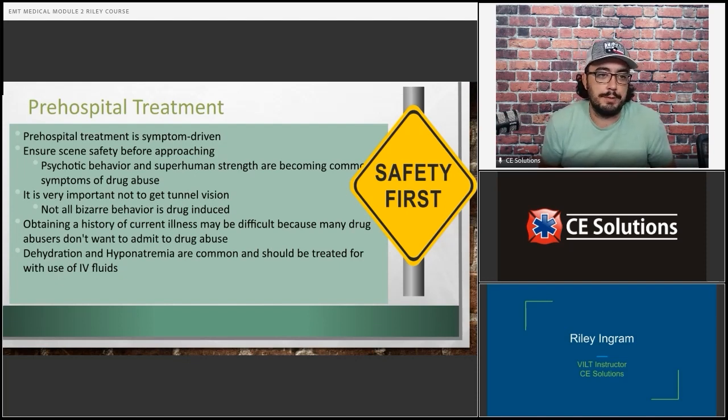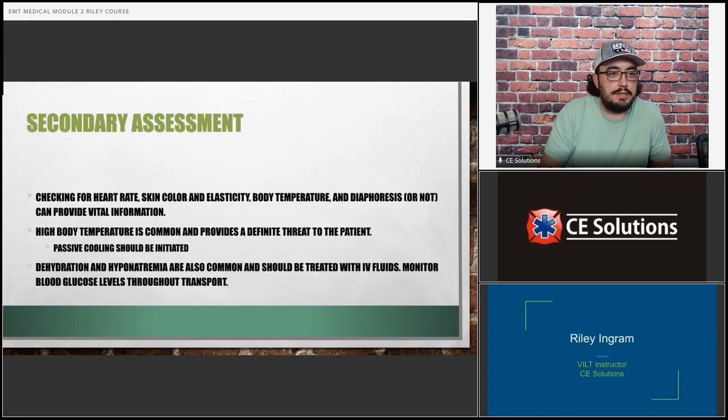Dehydration and hyponatremia are common and should be treated with the use of IV fluids. Your secondary assessment is going to be checking for heart rate, skin color and elasticity, and body temperature.